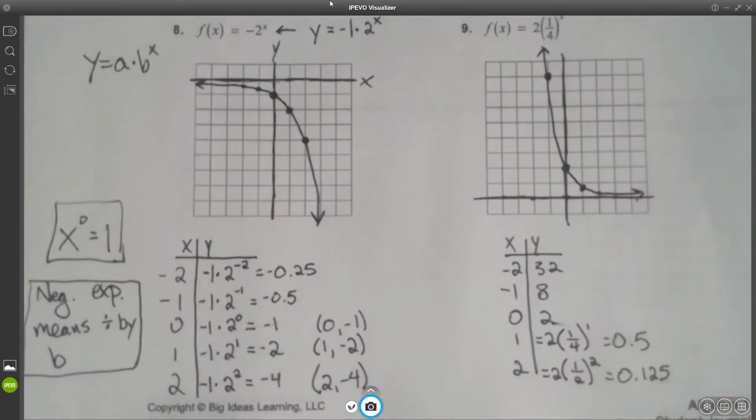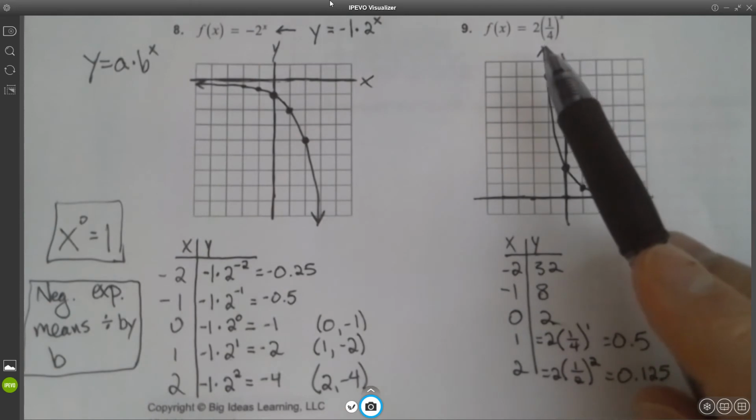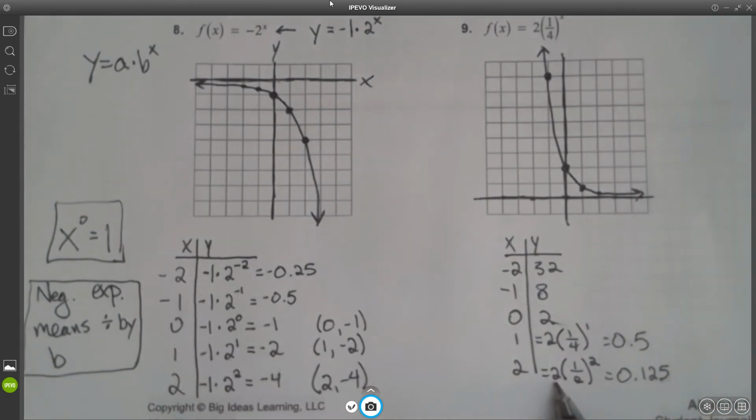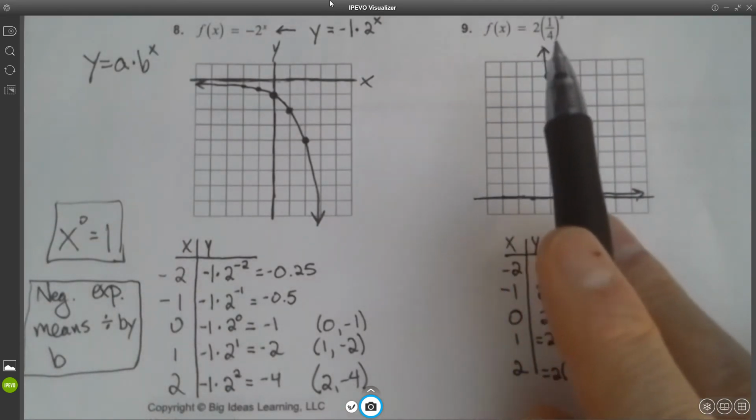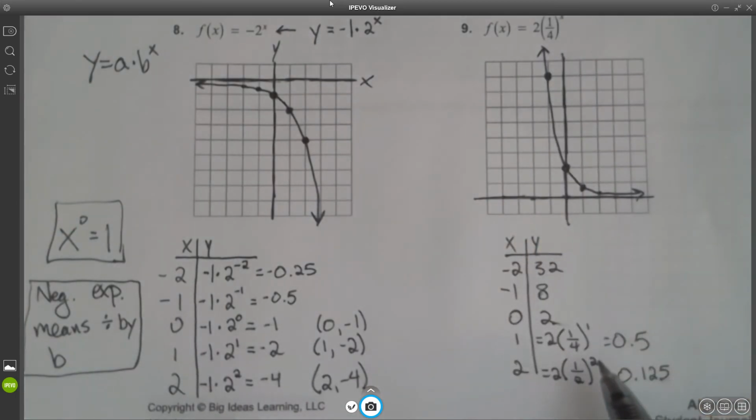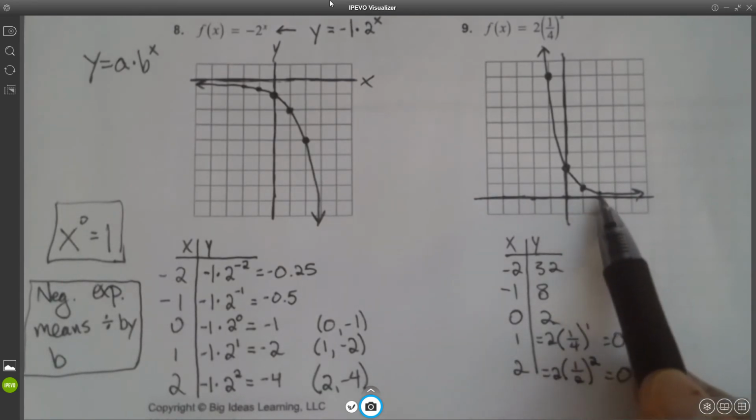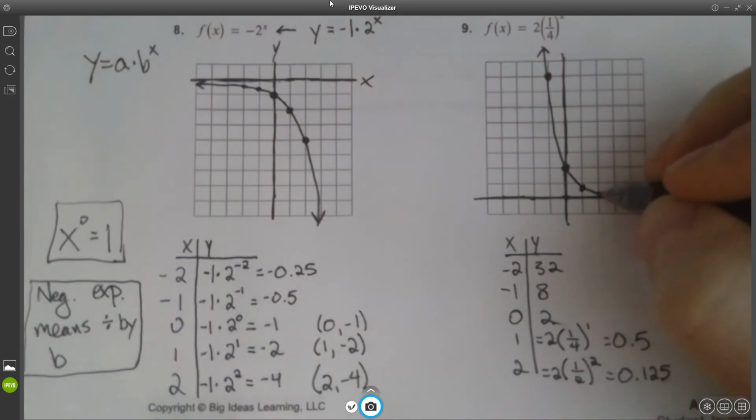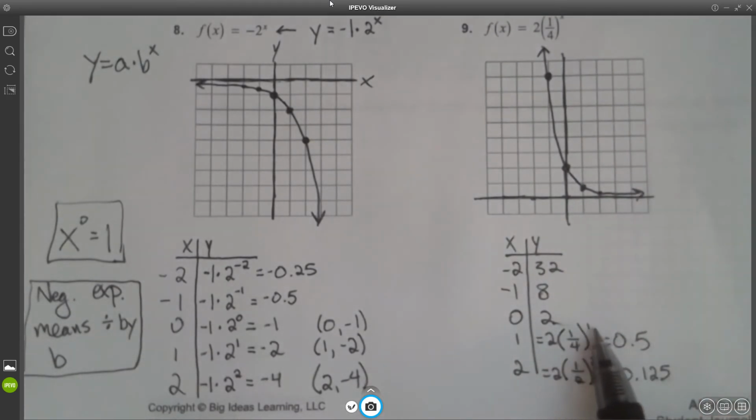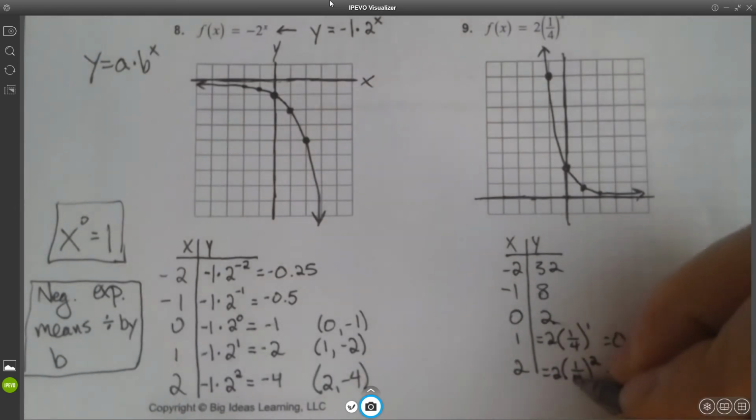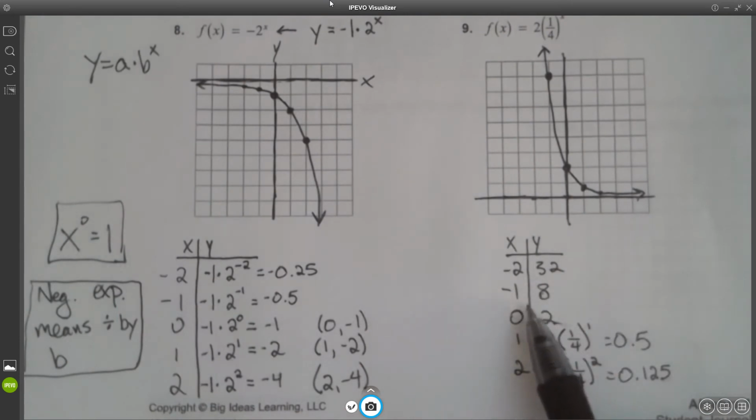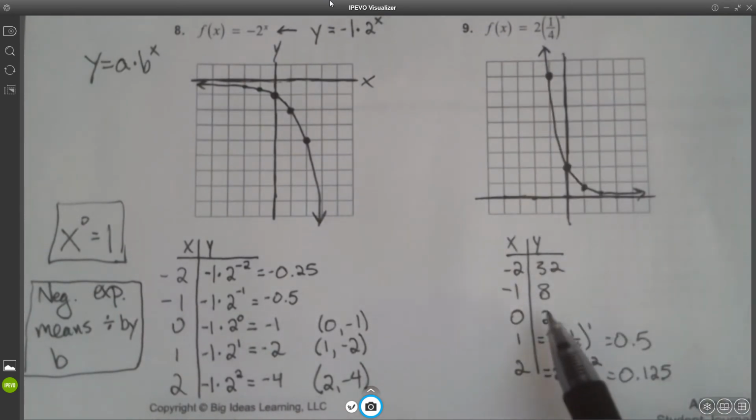So here's my values for y using the equation in number 9. I started at the bottom of my table. I used 2 times 1/4 to the x, or 2 power. So that means I'm multiplying 2 twice by 1/4, and that gave me 0.125. So that's this little tiny point right there just above the x-axis. 2 times 1/4 to the first power just means 2 times a single 1/4. 1/4 to the 0 power is 1, and 2 times 1 is 2, and then I just kept working backwards.